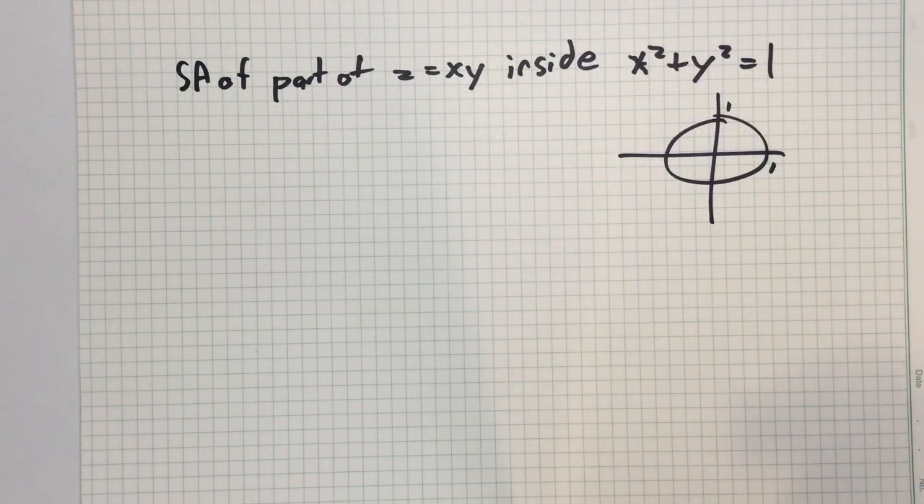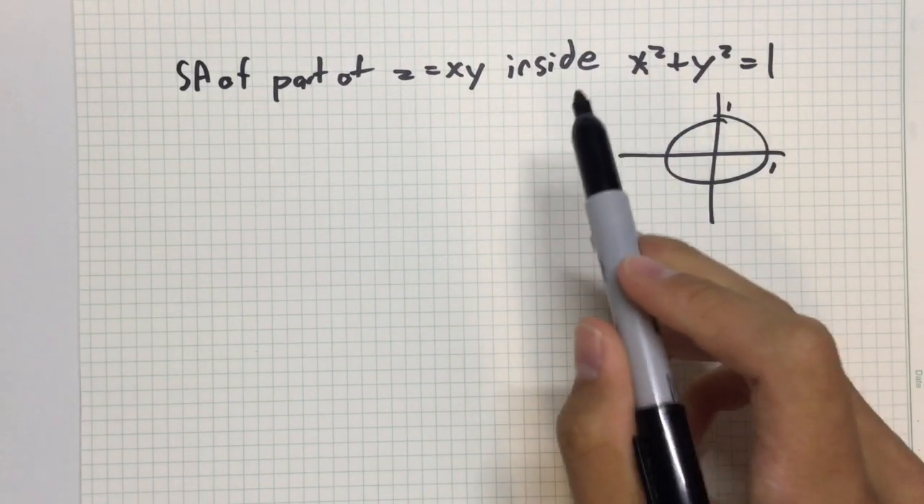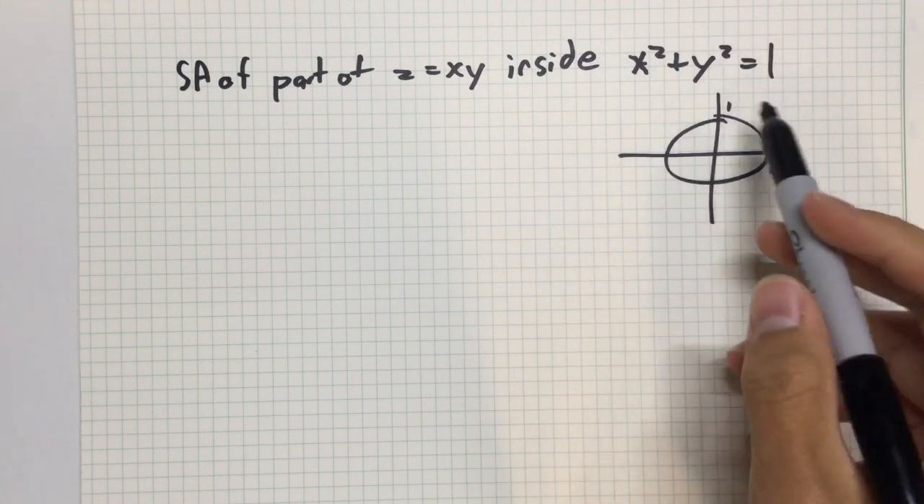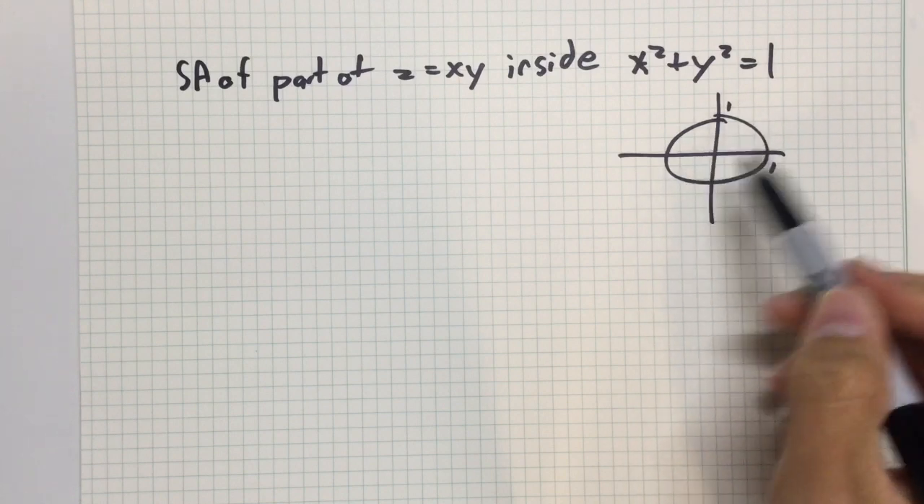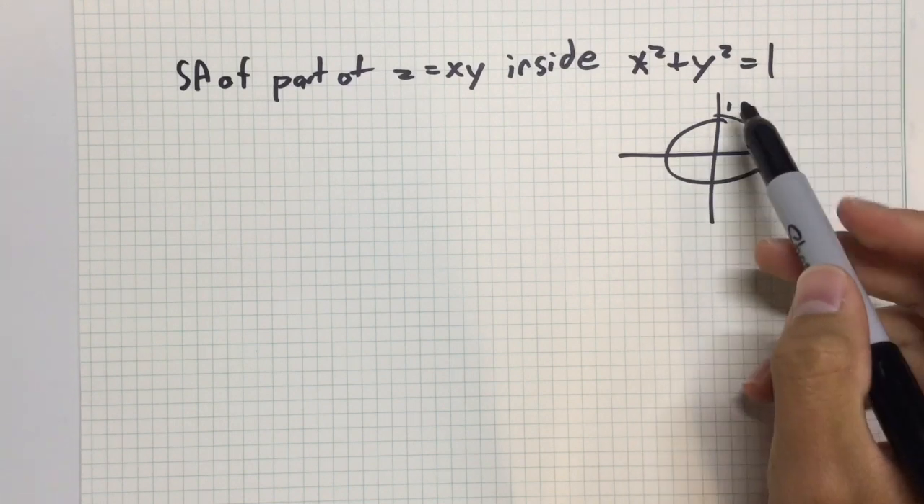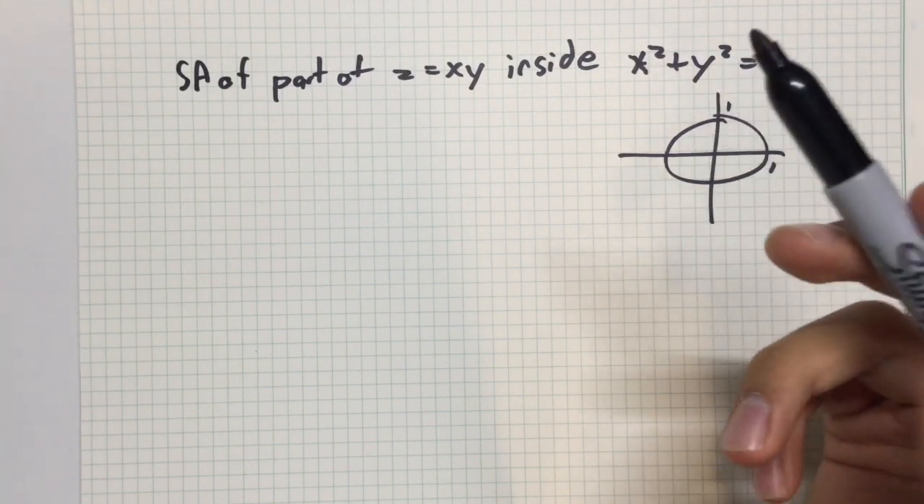So we can do an example problem. We can find the surface area of z equals x times y. It's inside x squared plus y squared equals 1. So I drew out the circle. It should be a circle, and it has a radius of 1, obviously.